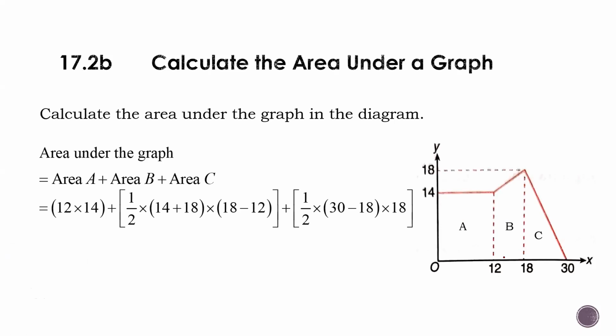Area B, you flip it here, you can see this plus this. So it's actually 14 plus 18 divided by 2, and then times this height, 18 minus 12. How about the triangle? Triangle is base times height times half. So our base is 30 minus 18. Height is 18. So at last I'm getting 168 plus 96 plus 108. Then I have 372 unit square. Remember you need to put square if there's no unit.